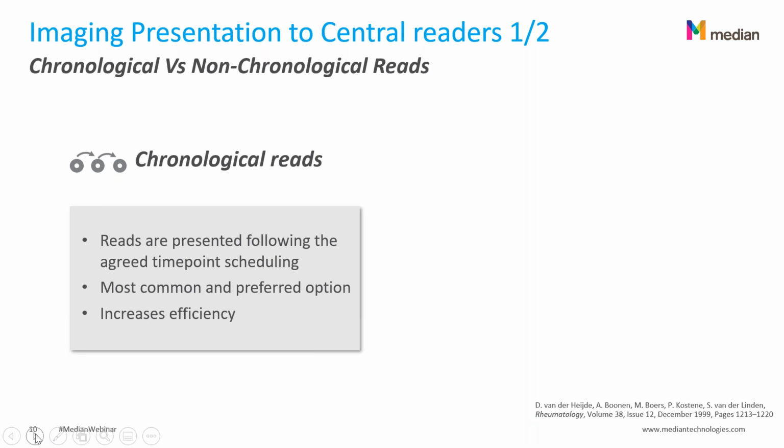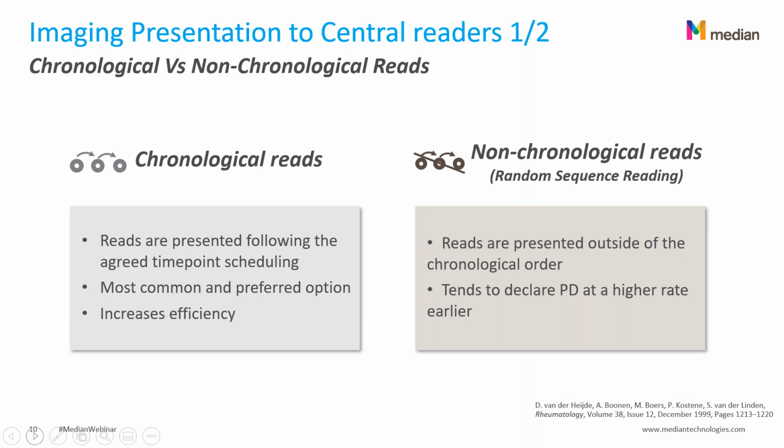The other type of reads would be non-chronological reads, which can also be detailed as random sequence reading. These would be reads that are presented to the independent readers outside of some chronological order. This could tend to declare PD at a higher rate earlier. So in this way, the readers would get all of the images sometimes all at once, but not in any specified order. So they could be reading time point 3 and baseline simultaneously, as opposed to reading them in the order that would typically be preferred.